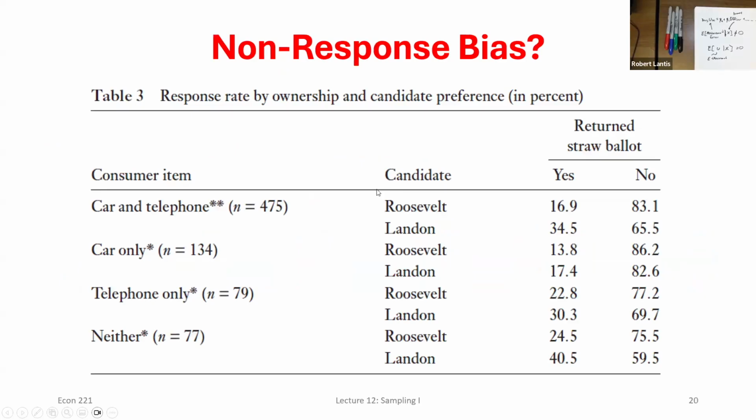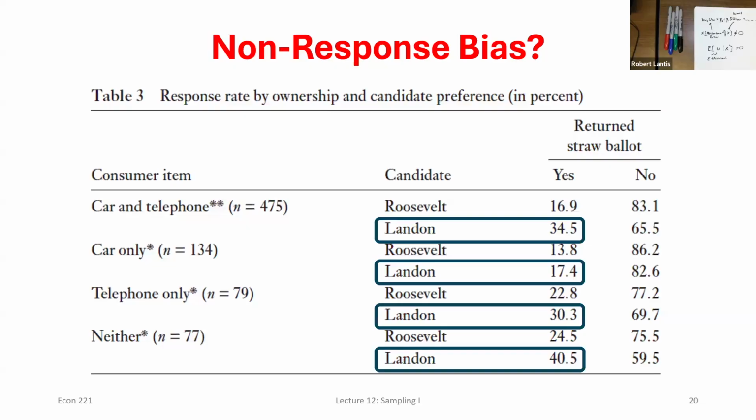But what's interesting is when they went back and looked at these different categories, people who owned both a car and a telephone, car only, telephone only, or neither, and checked whether they responded to the survey: for whatever reason, in every single group, people who were going to vote for Landon were just more likely to send the survey back. Once again, they go through something about civic duty, and I don't know why that might be the case, but we wouldn't have known this ahead of time. I would have assumed we wouldn't have a non-response bias here. Why would someone who only owns a car or only owns a telephone be any more or less likely to send a survey back just because they're going to vote for one candidate?